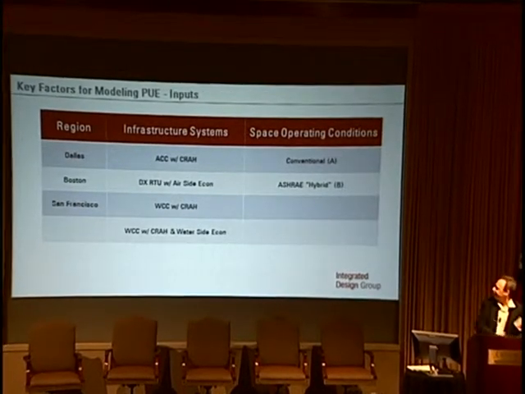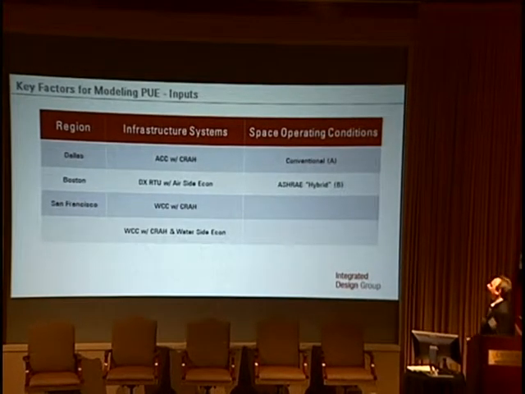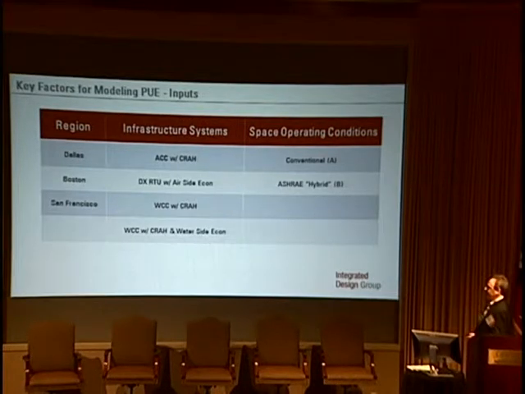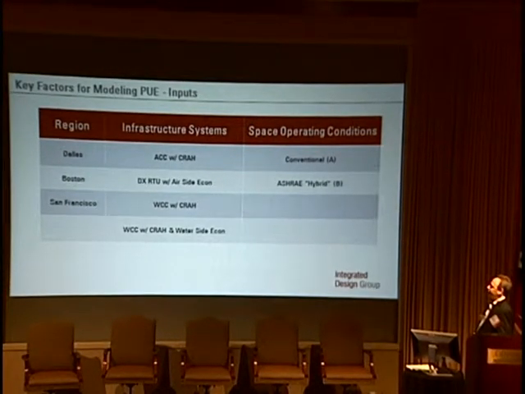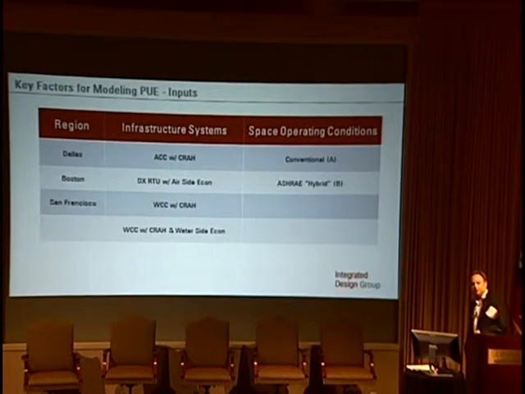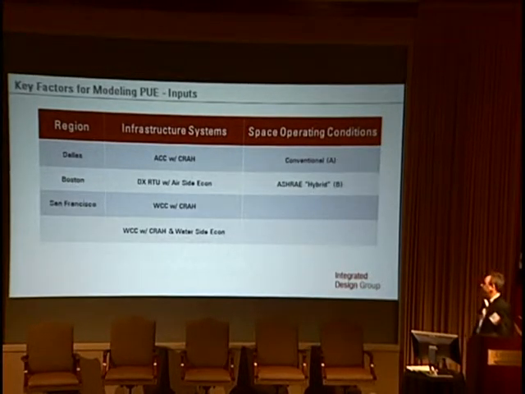All right, so we can look at 3 regions. We picked Dallas, Boston, and San Francisco because the climates are so different. We're looking at 4 infrastructure systems here: air-cooled chillers with CRAH units, DX RTUs with air-side economizer, water-cooled chillers with CRAHs, and then water-cooled chillers with CRAHs and water-side economizer.